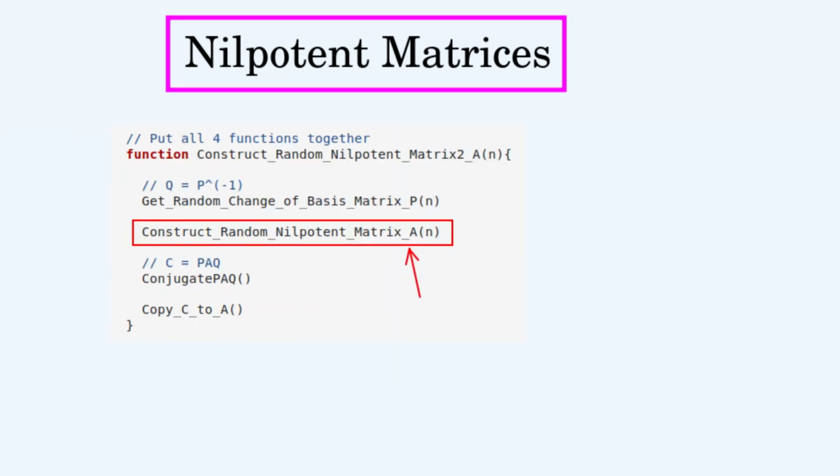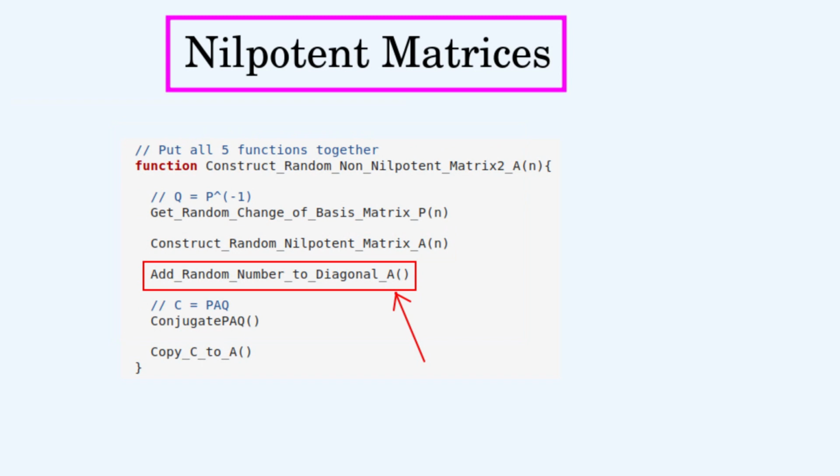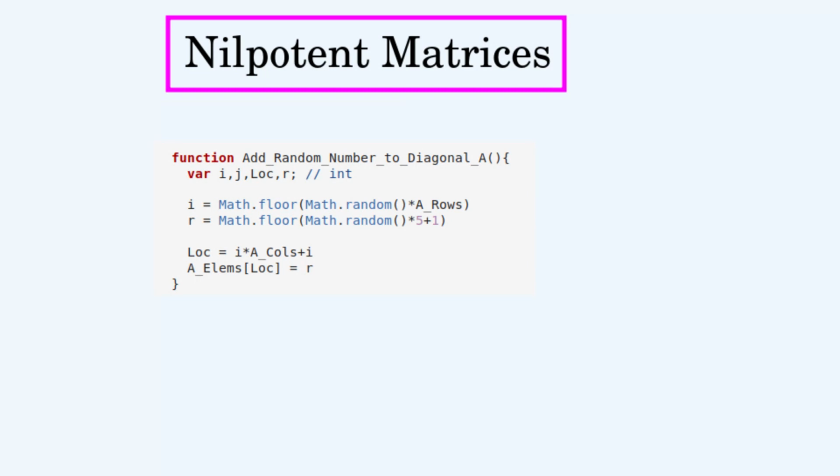We can make up this function to create a random non-standard basis nilpotent matrix by conjugating it by a change of basis matrix. I've gone into more detail on how to do this in my video on projection matrices. So we can modify this function a little bit to create an only just non-nilpotent matrix by adding a random non-zero number to the diagonal. So this function adds a random non-zero number to the diagonal. It's pretty simple to understand and doesn't need much explaining.